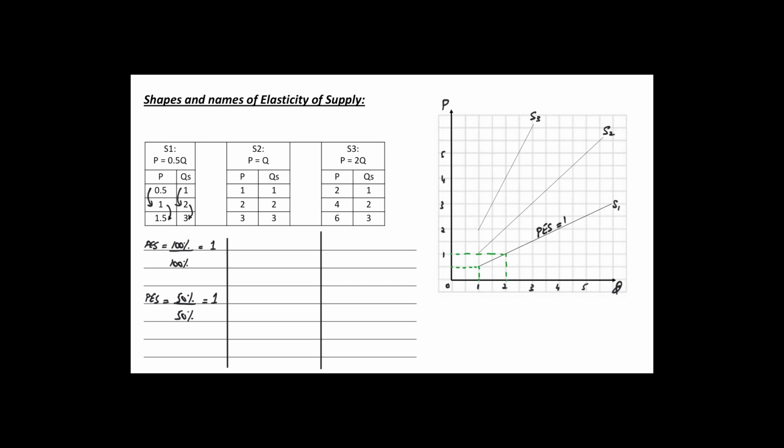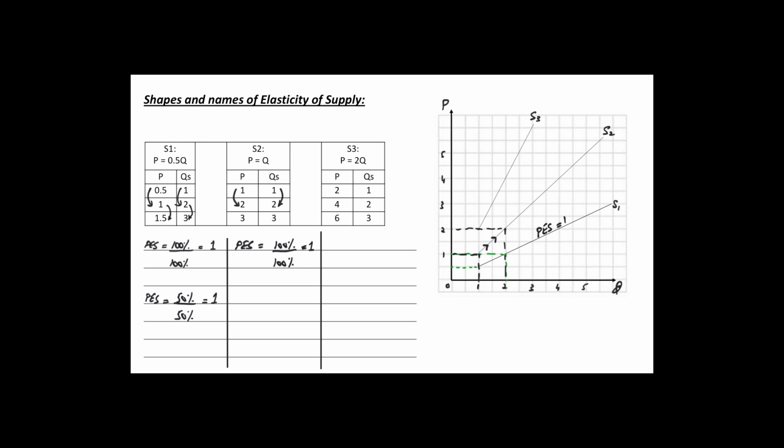For the second one, when we do it, price goes from this to this, and price rises to 2. Then when I work out the elasticity for the S2 diagram for this range, quantity going from 1 to 2 is about 100%, and the change in the price is also 100%, and it turns out the value is equal to 1 for this one as well.